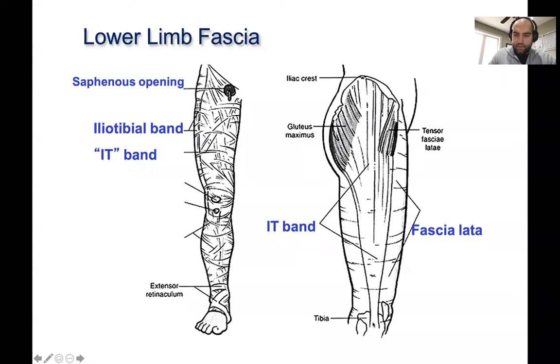And then we got the tibia down here. You can see that IT band's attachment to the tibia. And then don't worry about this just yet. This is called extensor retinaculum of the foot. We're going to be talking about that in later lectures.